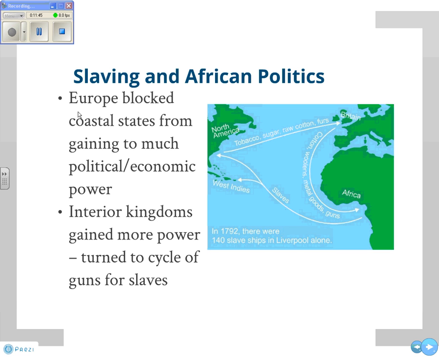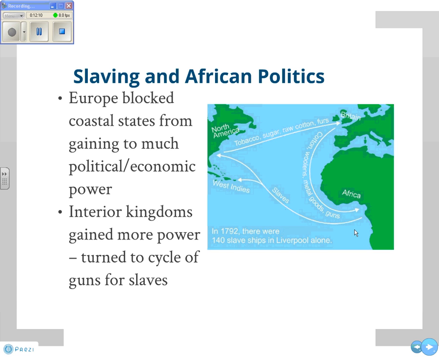Also, interior kingdoms, they're the ones who gained a lot of power, and they turned to a cycle of guns for slaves. In other words, if I want to keep growing, I need more guns. In order to get more guns, I need to sell slaves. In order to get more slaves, I need to expand. So I need more guns. And it becomes a vicious cycle.